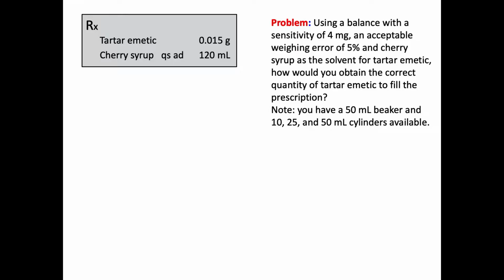Now, additional information under the problem says to make this, we are going to be using a balance with a sensitivity requirement of 4 milligrams and acceptable weighing error of 5%. The question says, how would you obtain the correct quantity of the tartar emetic to fill the prescription, using what you have available, which is a beaker. So we're going to mix the powder and the cherry syrup in this 50 milliliter beaker. But to measure the actual volume of the liquid, we'll need to use either a 10, 25, or 50 milliliter cylinder. So with that as a setup, how would we approach preparing this prescription?